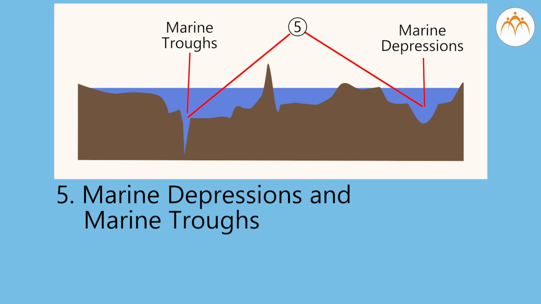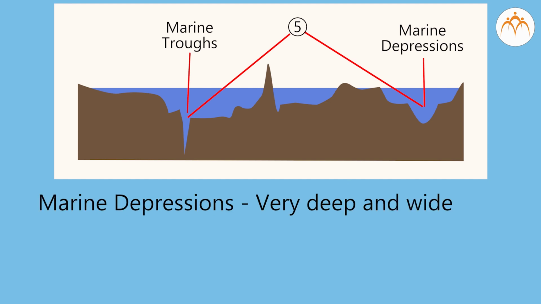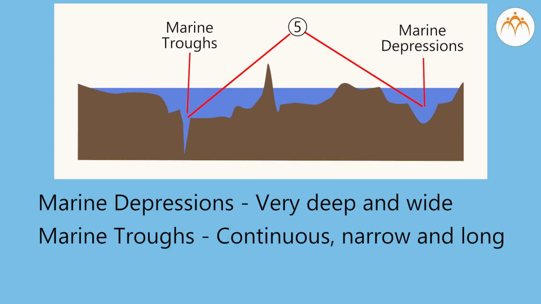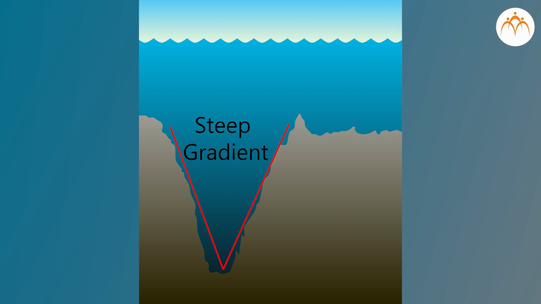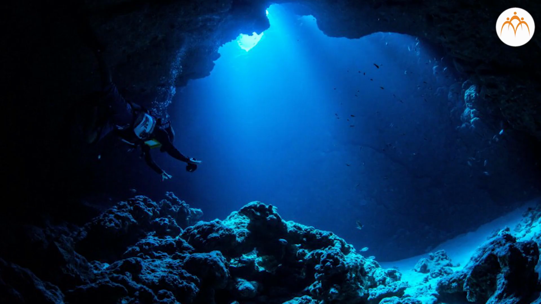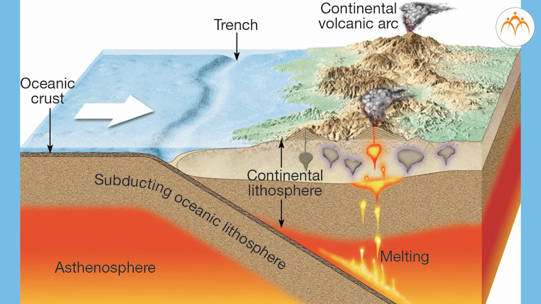There are two types. One, very deep and wide, known as marine depressions. Two, continuous, long but narrow depressions called marine troughs or trenches. They have steep gradient and their depth goes to thousands of meters. Mariana Trench in Pacific Ocean has a depth of 11,034 meters. The trench is an active part in the base of the sea. There are many waking volcanoes found in the base of the sea.